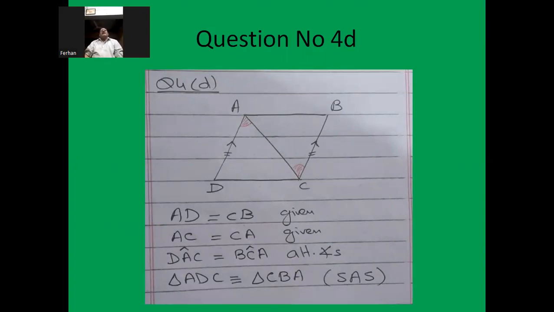The angle DAC is equal to the angle BCA, and the reason is they are alternate angles. So the triangle ADC is congruent to the triangle CBA, and the reason is side angle side.